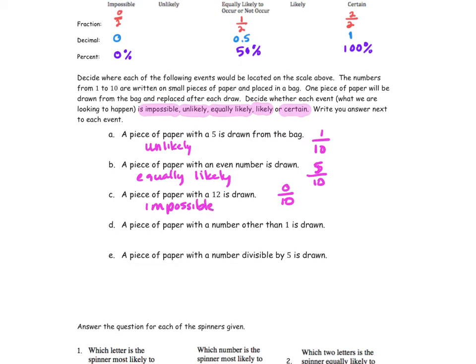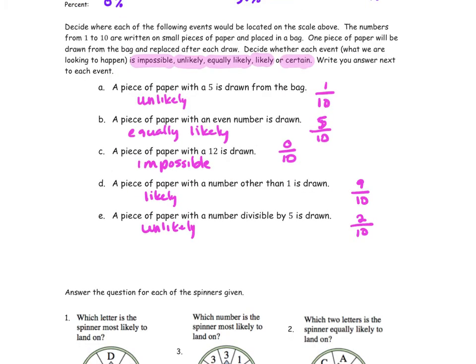Would you please pause the video and answer the next two questions on your own? A piece of paper with a number other than 1, well, there's 9 other numbers that are not 1 out of 10, so that's likely. It's greater than 50%, but less than 100%. And a number that's divisible by 5, well, 5 and the number 10 are divisible by 5, so that's 2 numbers out of 10, so it's unlikely.